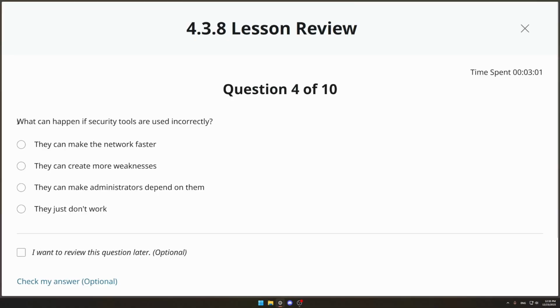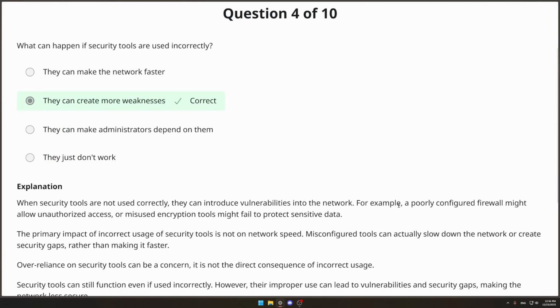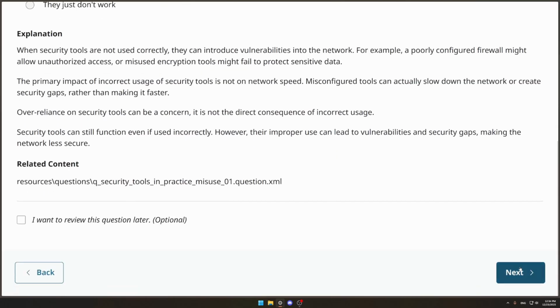What can happen if security tools are used incorrectly? They can create more weaknesses. Yeah. They can introduce vulnerabilities into the network. For example, a poorly configured firewall might allow unauthorized access, or misused encryption tools might fail to protect sensitive data, which makes sense.